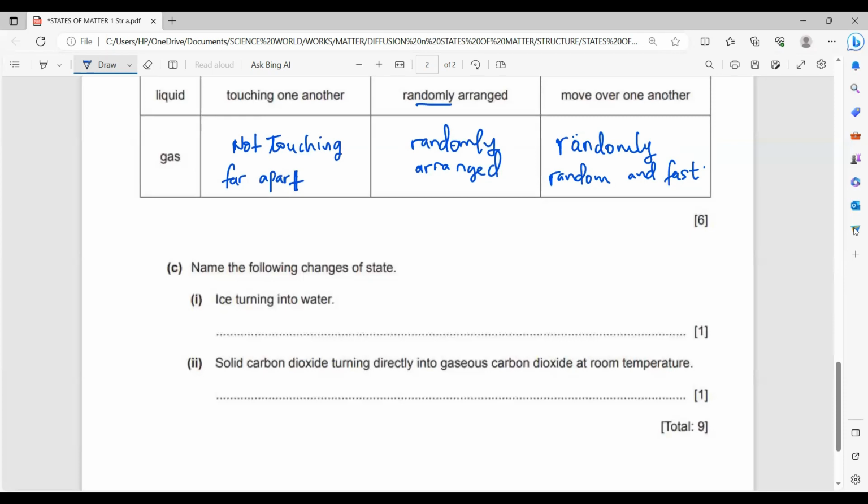Name the following changes of state: ice turning into water. That should be melting. And solid carbon dioxide turning directly into gaseous carbon dioxide. That would be sublimation. Good.